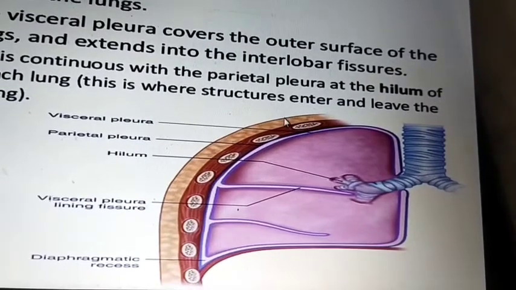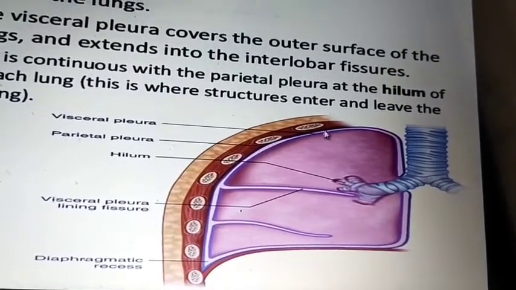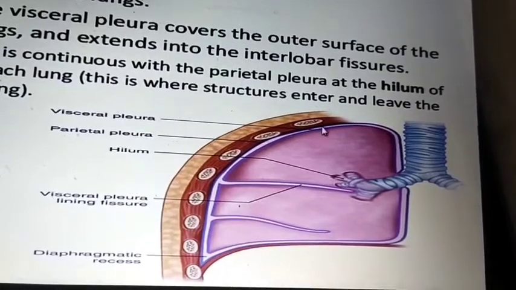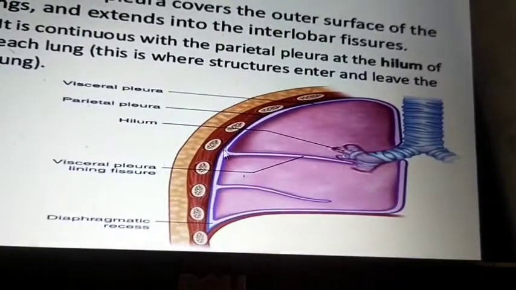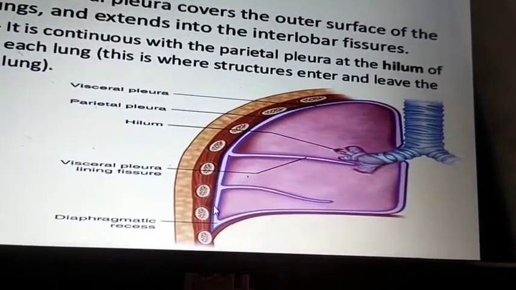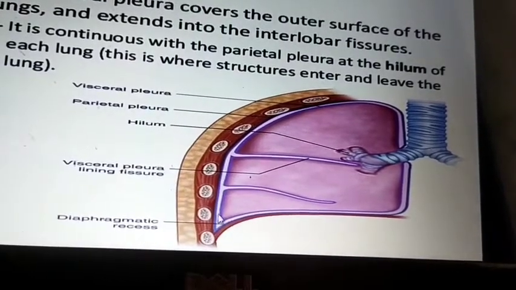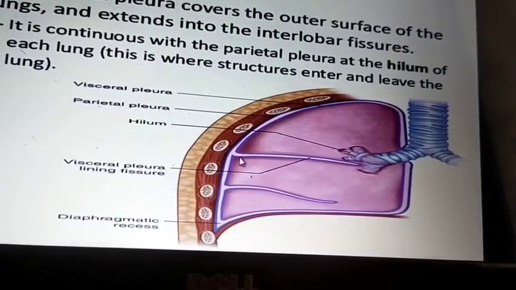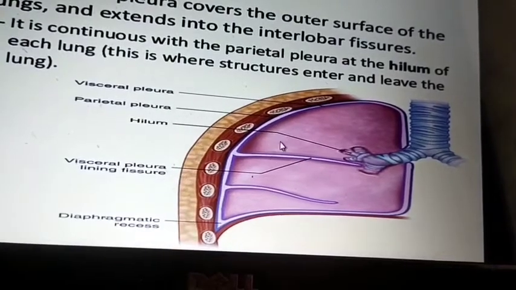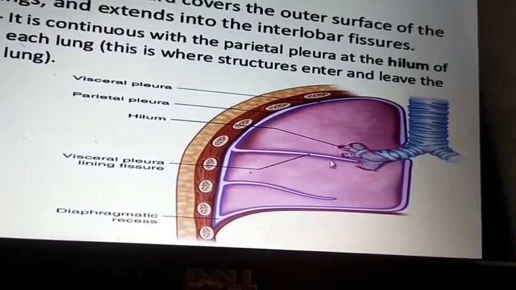This is the outer surface and this is the inner surface. The parietal pleura covers the internal surface of the thoracic cavity. This one, and this is the visceral part. The visceral part covers the lung.